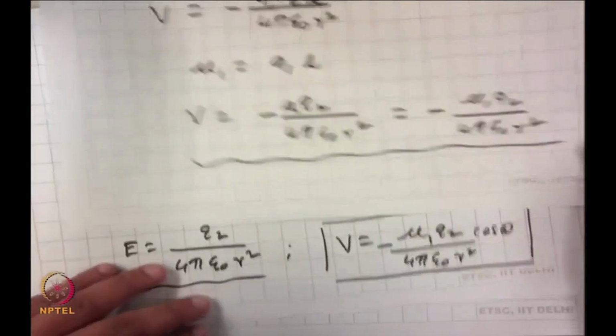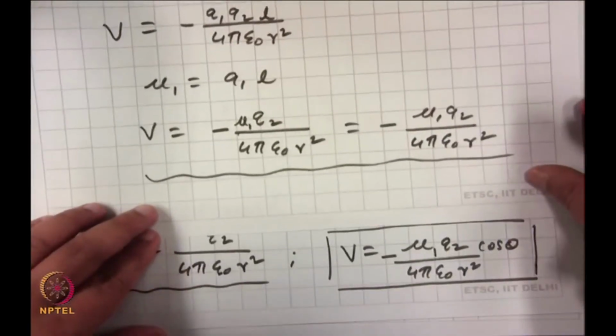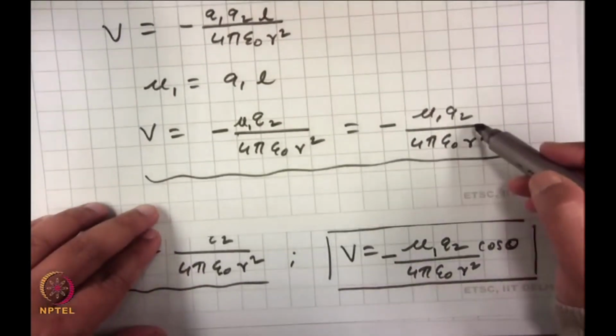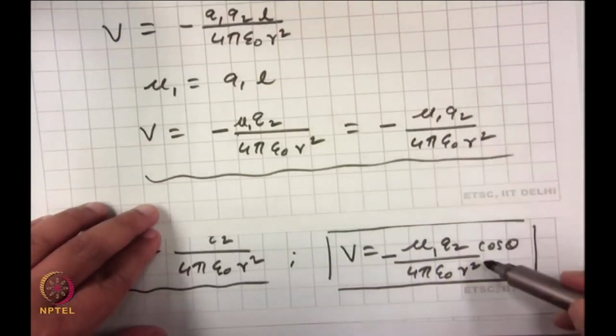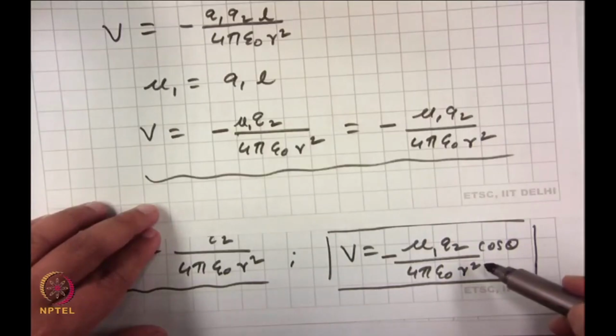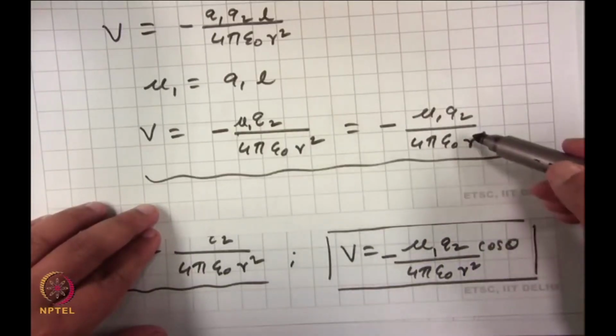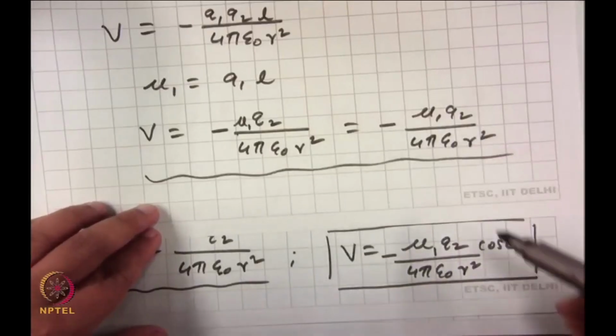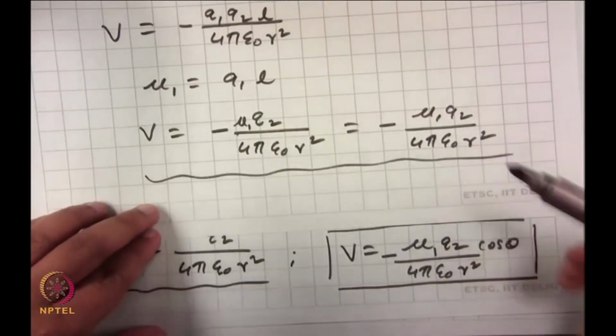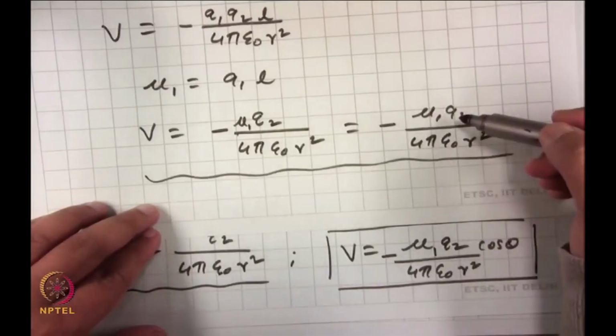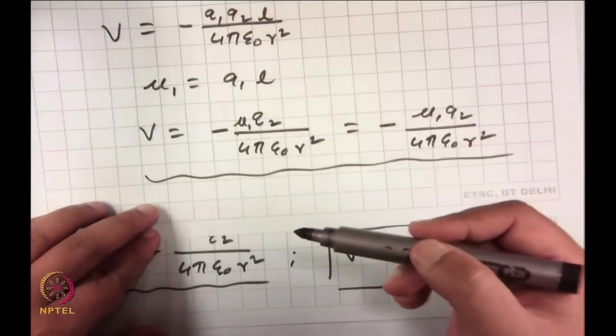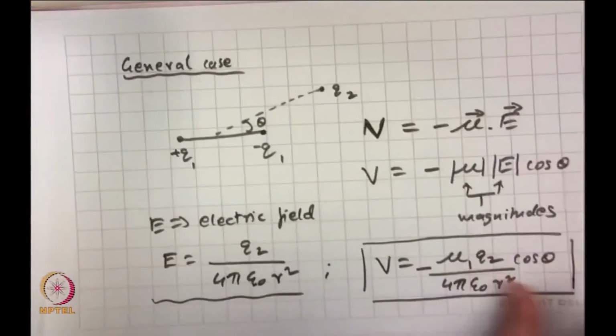So now if you look at these two, this is what we derived for a collinear geometry, and this is what we are now deriving for any general angle, theta can be anything. So under what conditions will this one reduce to this? If theta is equal to 0, cosine of 0 would be 1, and hence this would go to this, and that is what we had actually started with. Good.